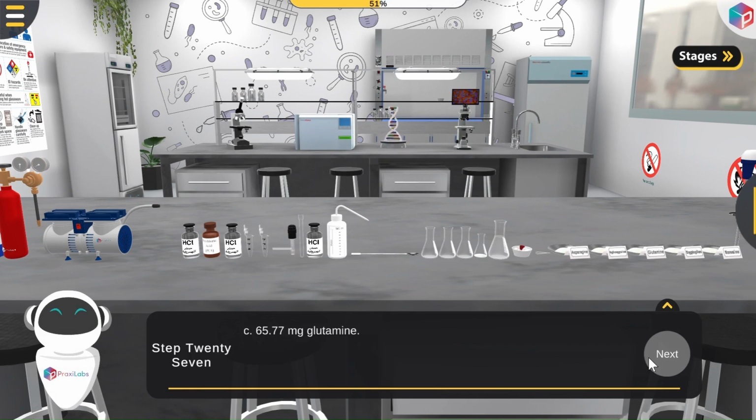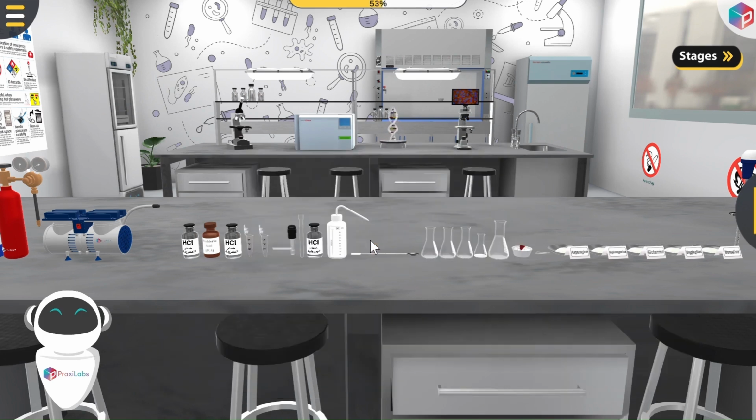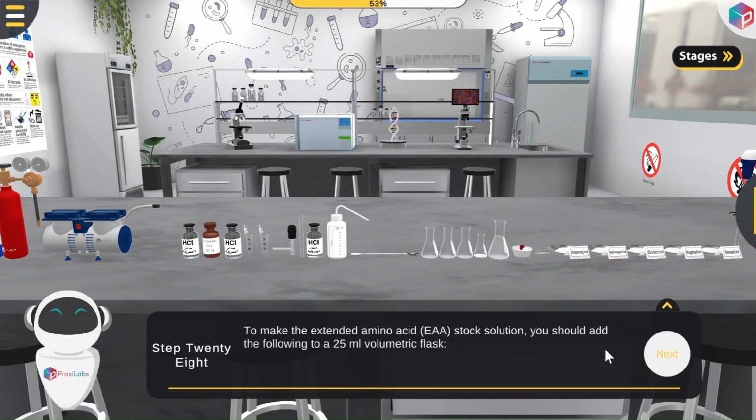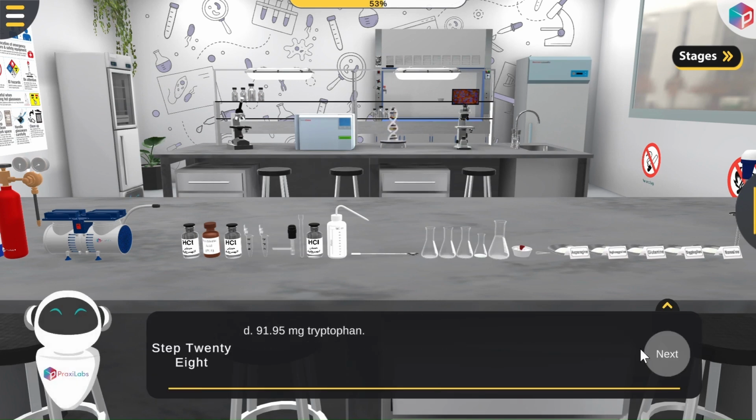Step 27. Add 65.77 milligrams of glutamine to a 25 milliliter volumetric flask. Step 28. Add 91.95 milligrams of tryptophan to a 25 milliliter volumetric flask.